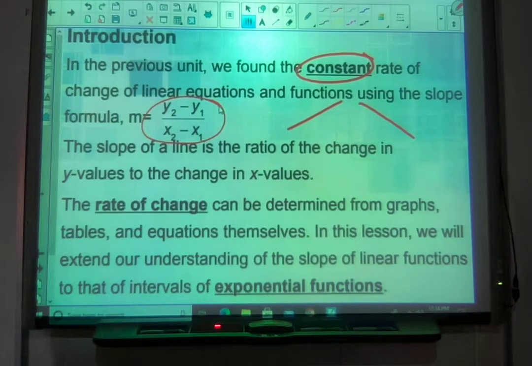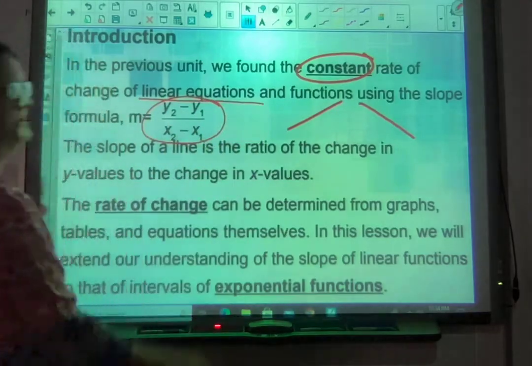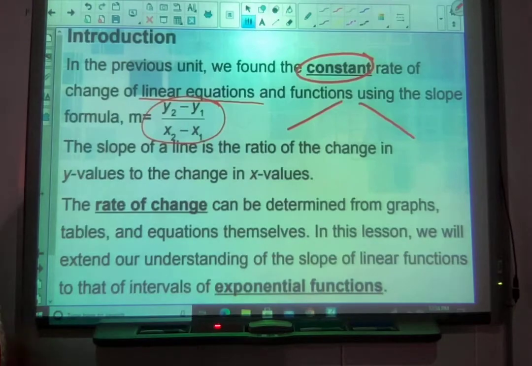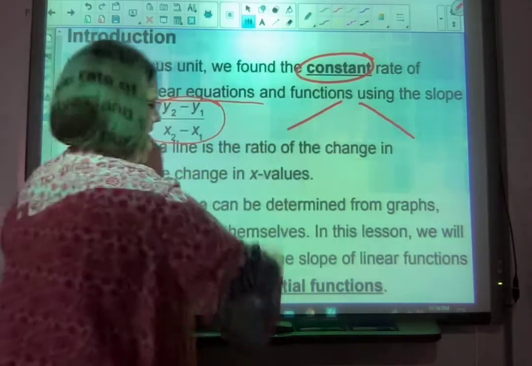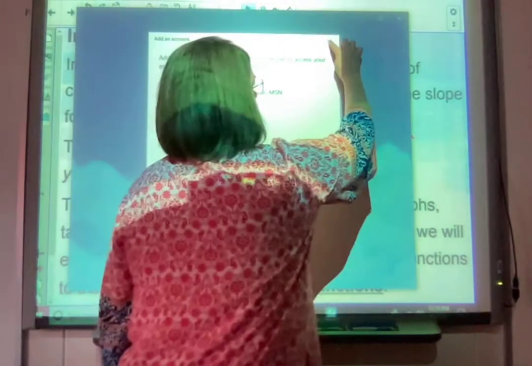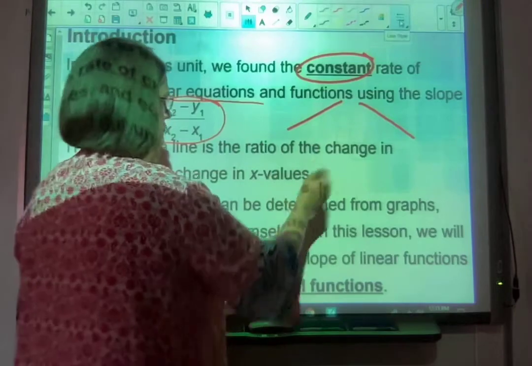Now, a line, linear equations, they have a constant rate of change. It's always the same because it's a line. That's what all this is. It's just lines being drawn. So that's all this is right here, is just lines.